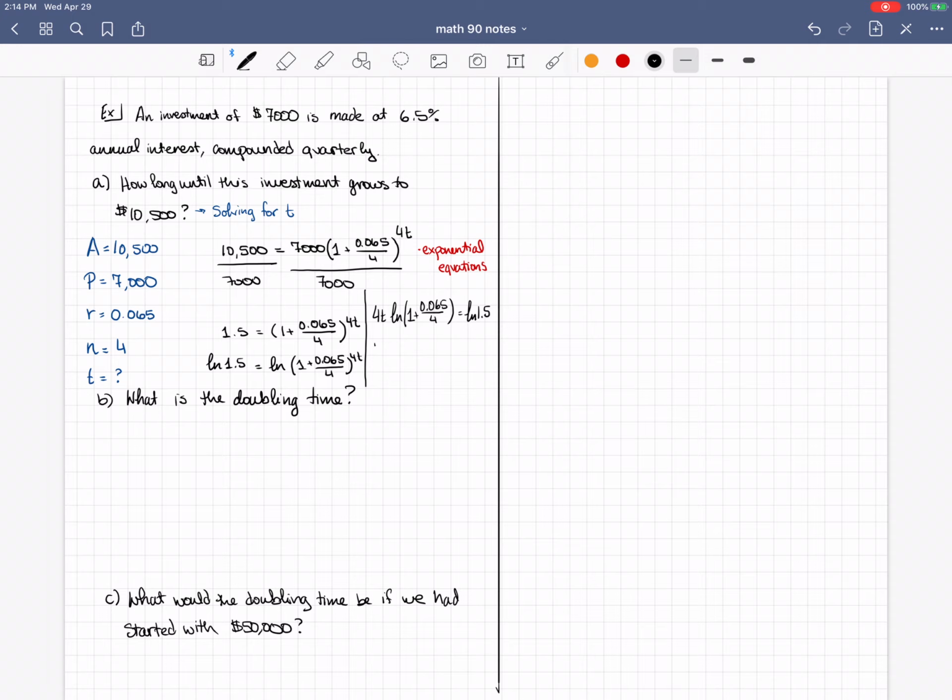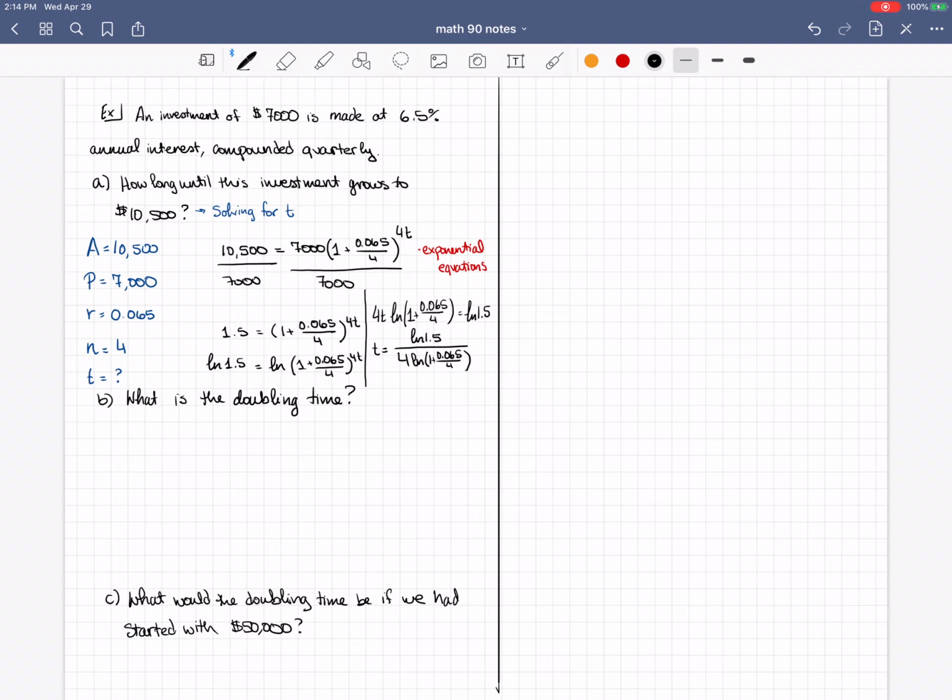So since we want t by itself, we're going to divide everything off, right? The 4 and the log of 1 plus 0.065 over 4, those are being multiplied by t. So we are going to divide the natural log of 1.5 by 4 times the natural log of 1 plus 0.065 over 4.